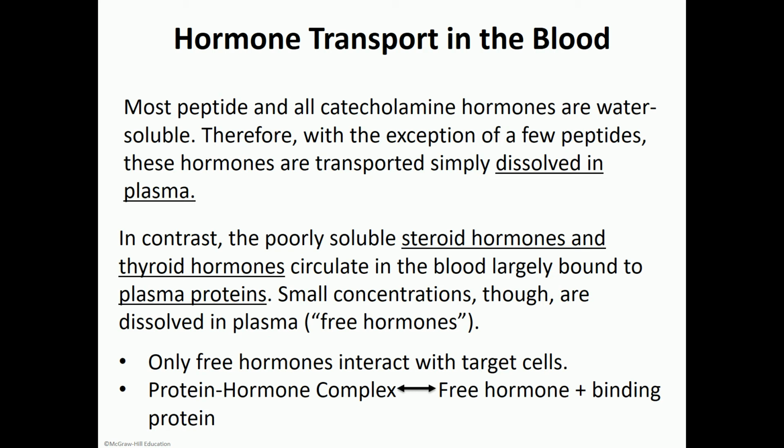Some very small concentration of the steroid and thyroid hormones can dissolve in plasma, and those are called your free hormones, and it's the free hormones really that are active hormones, while the hormones that are attached to plasma proteins are not active. They would have to leave the plasma proteins in order to be activated. So you can see here that that protein hormone complex can become a free hormone plus that binding protein, and the reaction is reversible. It can go in either way depending on the needs of the body.